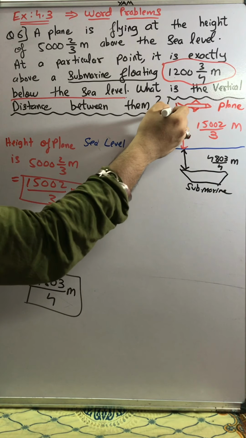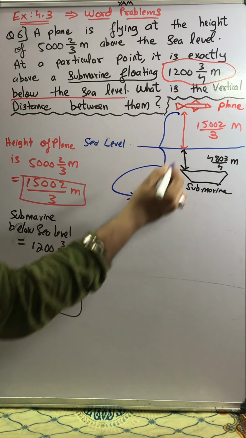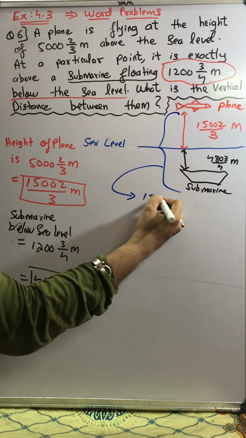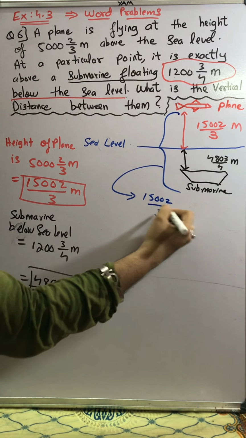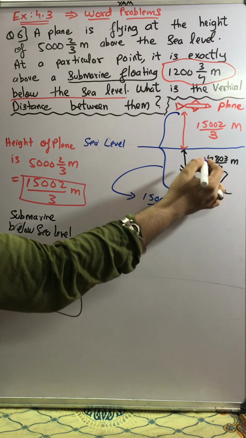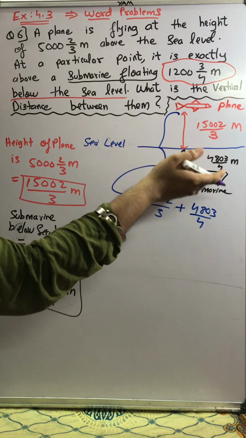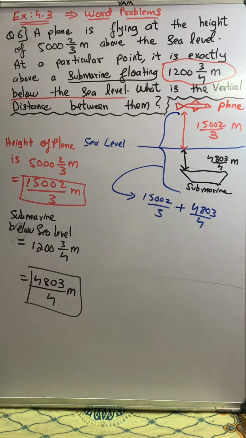So can I say we just have to add these two quantities? Yes, we just have to add this: 15,002 upon 3, the distance between sea level and the plane, plus 4803 upon 4, the distance between the submarine and the sea level. We have to add it.